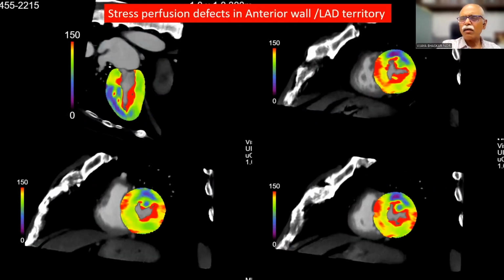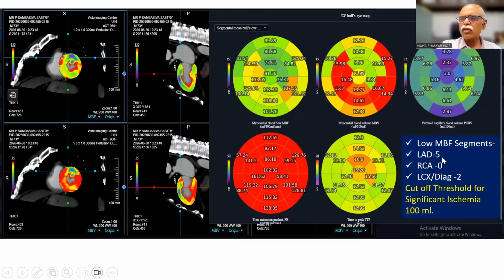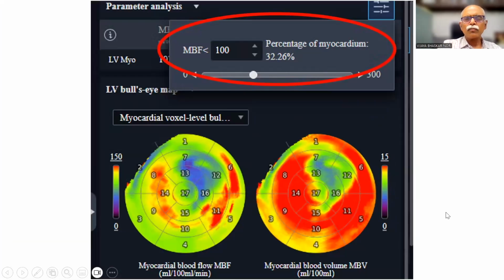Then we did a stress myocardial perfusion study. We found that there are perfusion defects in the form of purple color areas in the anterior wall and in the septum. And calculation of the ischemic myocardium: LAD 5 segments, LCX or diagonal 2 segments, with a cutoff threshold of 100 ml per minute. So the total myocardial percentage which falls under the ischemic threshold is 32%, definitely significant.